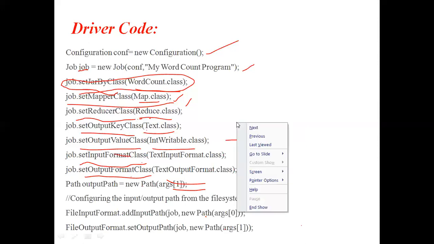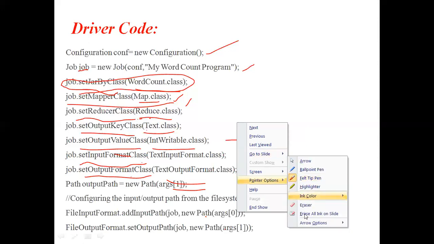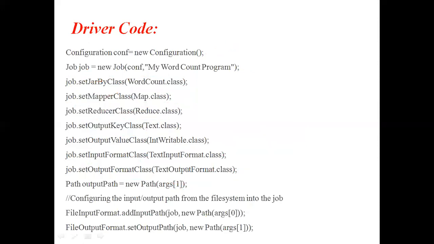Next, set output path. Path output path, new path. We are going to define an output path for our program. After running, the output should be displayed in some path. Therefore, we are setting an output path. Clear?